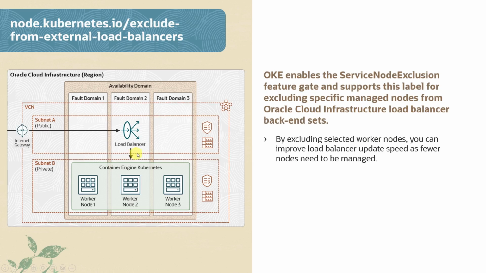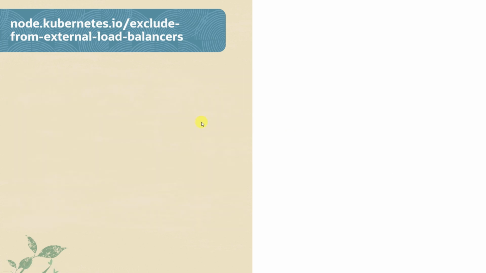By strategically excluding certain worker nodes, you gain the ability to enhance the load balancer update speed. This is particularly beneficial as it reduces the number of nodes that need to be managed, ultimately optimizing the efficiency of load balancer operation. However, it is important to note that this label is not supported with virtual nodes.